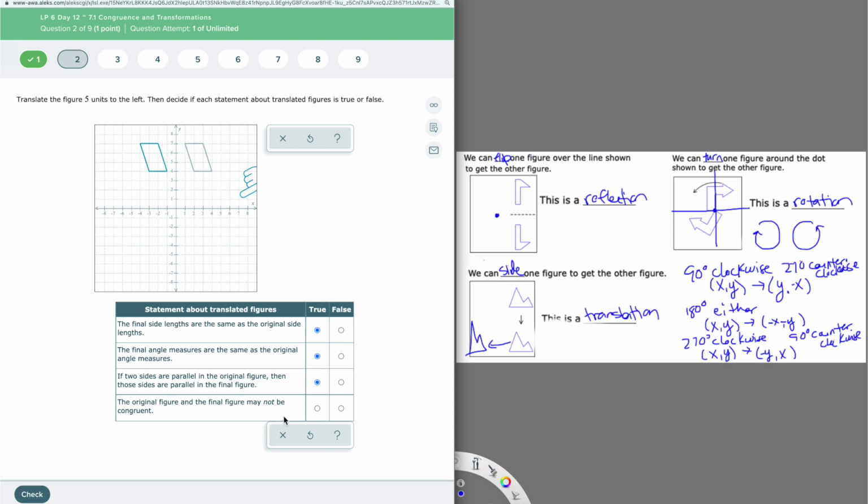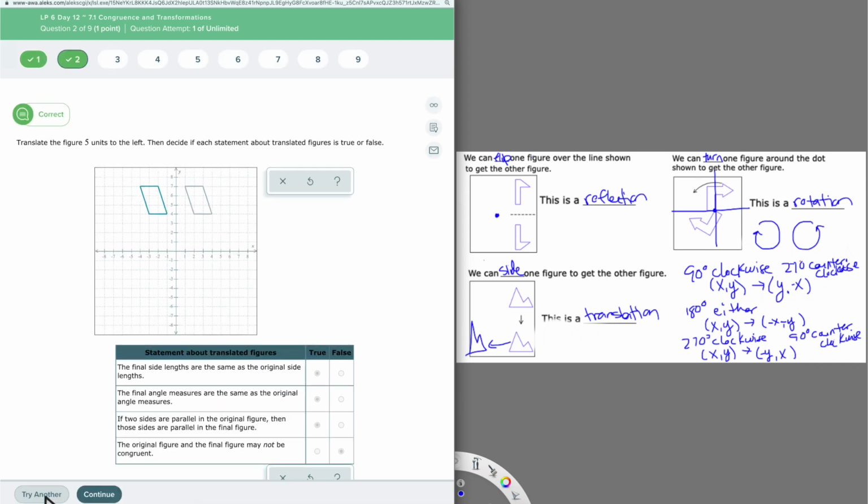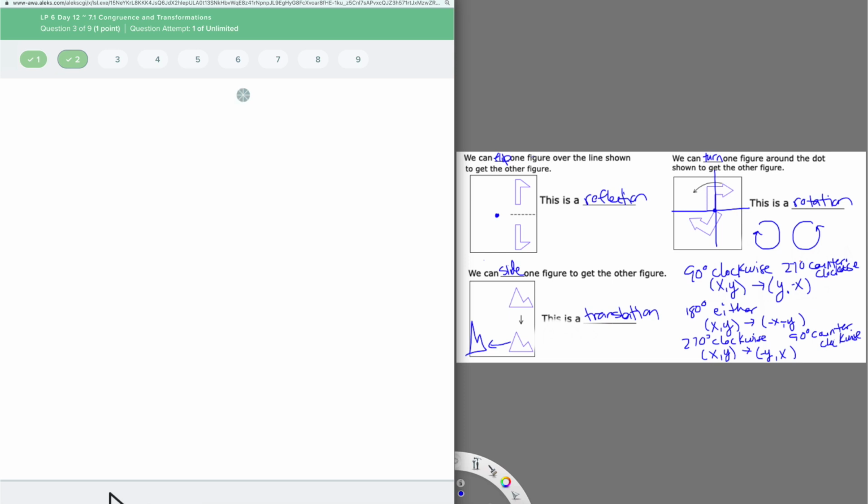The original figure and the final figure may not be congruent. Well, that's definitely not true. The original and the final figure will be congruent. All we did was translate it. We just scooted it over. So that's definitely going to be true. Or false, I'm sorry.